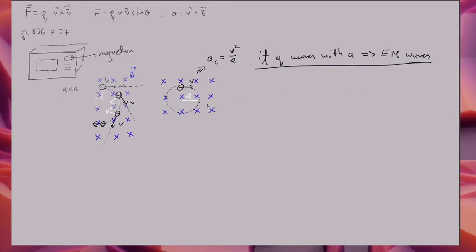And so what we have is that we shoot an electron into a magnetic field, it moves in a circle, and it emits electromagnetic waves. And it is these electromagnetic waves that are emitted from the magnetron that then travel into this chamber where you have the food. And these electromagnetic waves heat up your food, which is in the microwave.